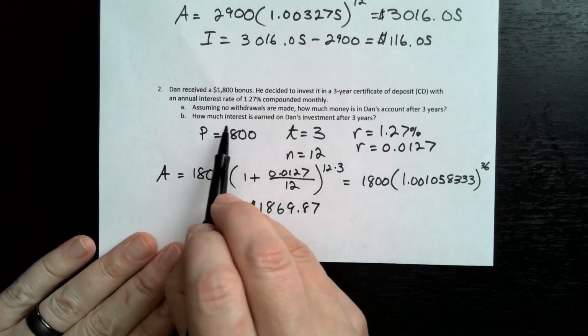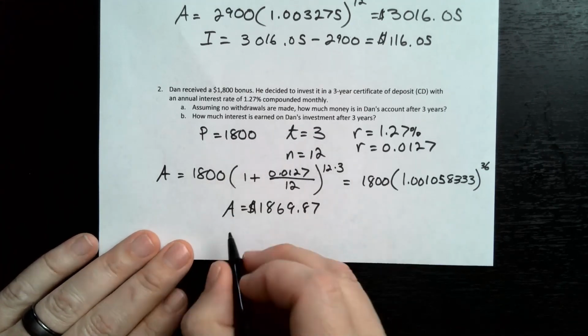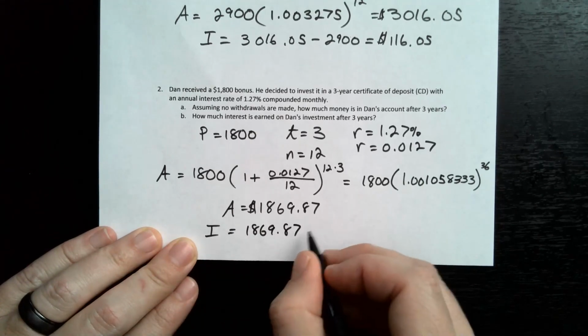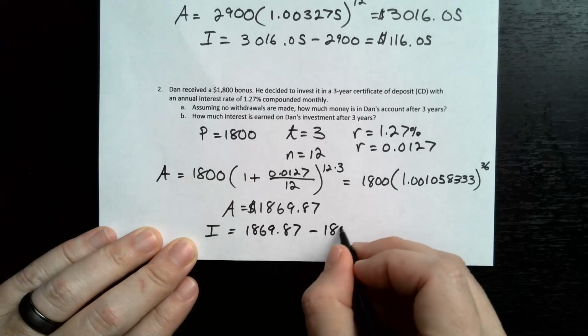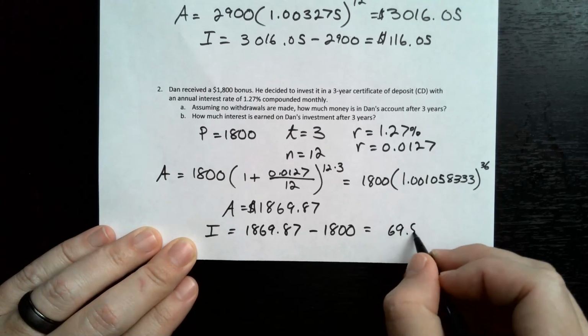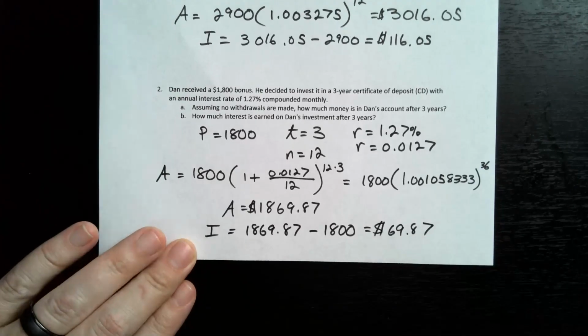How much interest is earned during those 3 years? Well, you do I is equal to 1,869.87 minus the original amount, which was 1,800. So he gained $69.87. That's the interest gained.